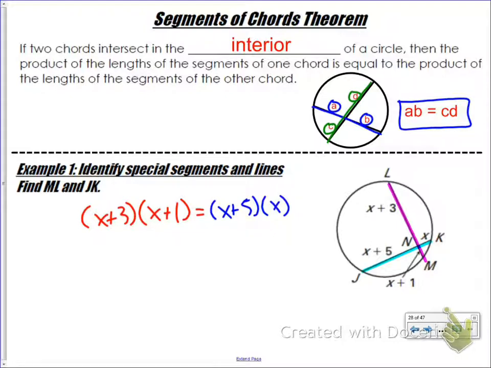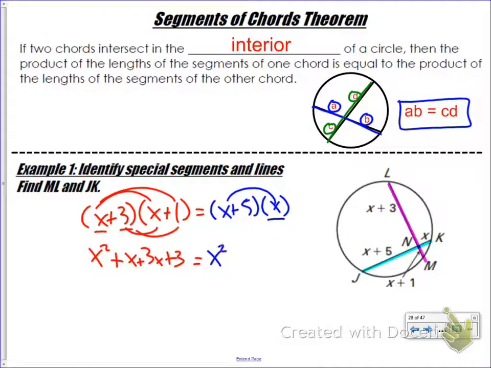Now on the left-hand side of the equation, I'm going to use the distributive property. I'm going to distribute x and 3 into my second binomial, so it's a binomial times a binomial. X times x is going to give me x squared. X times 1 is going to give me 1x, or just x. 3 times x is going to give me 3x. And then 3 times 1 is going to give me 3. I'm going to use the distributive property on the right-hand side as well. X times x is going to be x squared, and then x times 5 is going to be 5x.